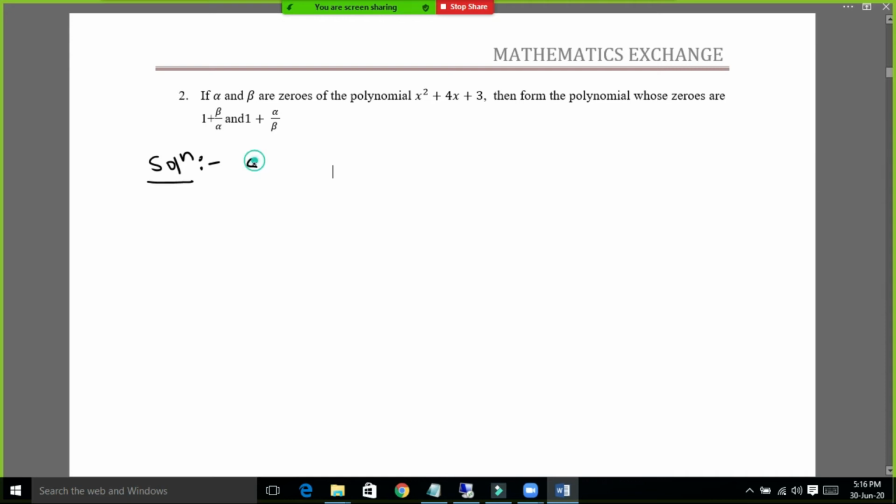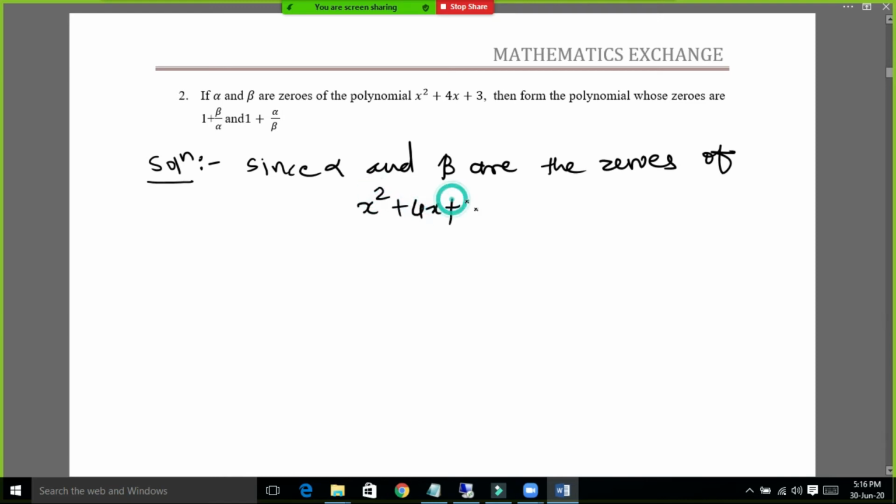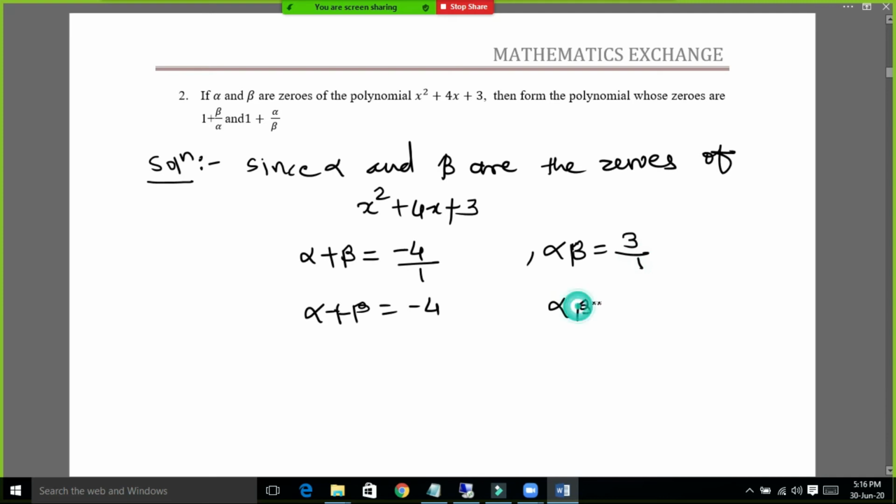So since alpha and beta are the zeros of polynomial x square plus 4x plus 3. So according to the formula, alpha plus beta is equal to minus 4 upon 1, that is alpha plus beta is equal to minus 4, because minus b by a, so b is 4 here and a is 1 here, and alpha into beta, product of zeros is c by a, that is 3 by 1. So alpha into beta we get 3 here. So this is the value for alpha plus beta and this is the value for alpha beta.